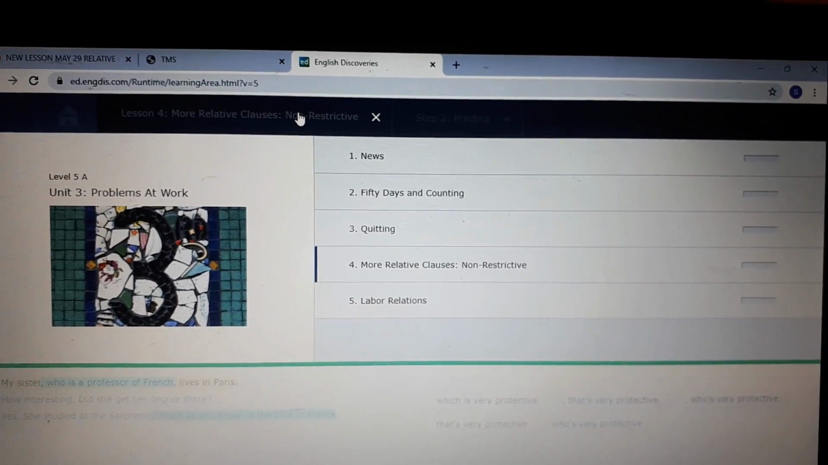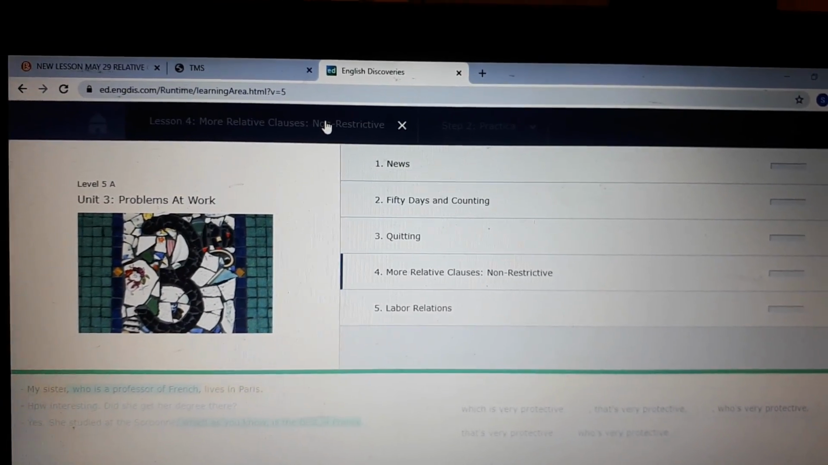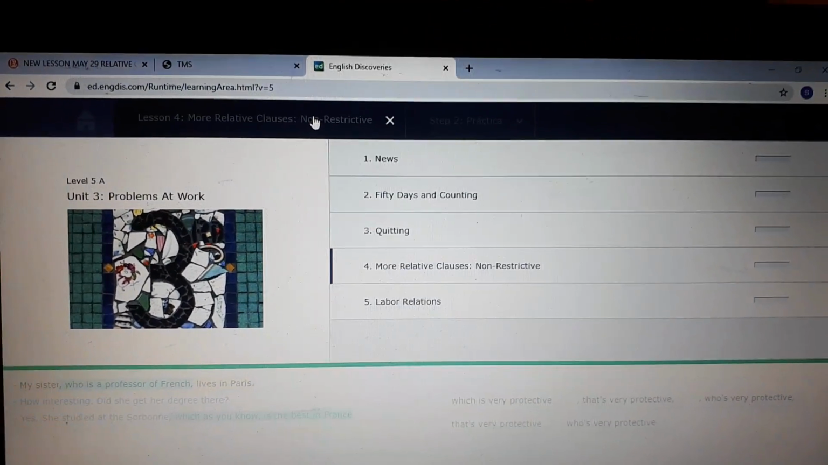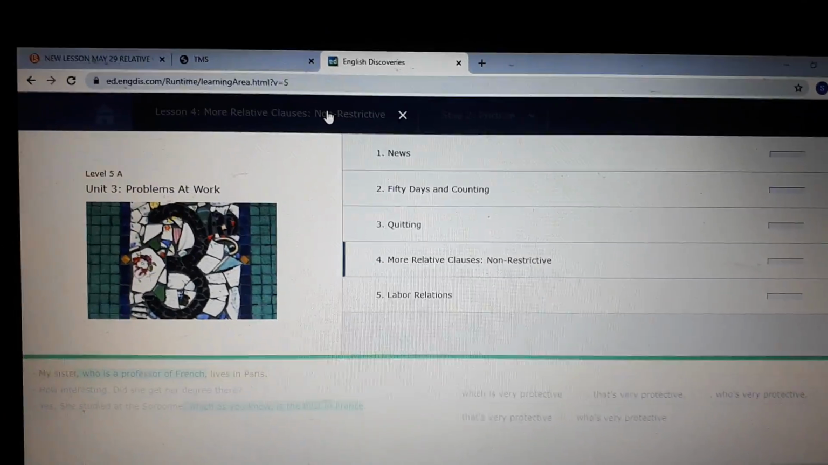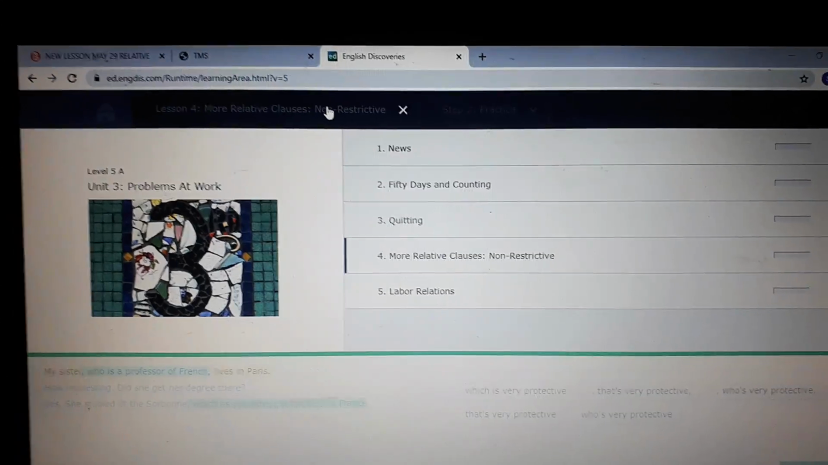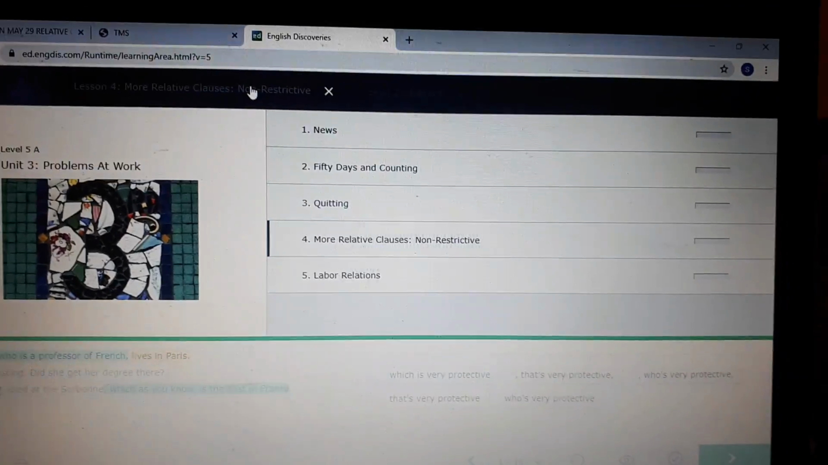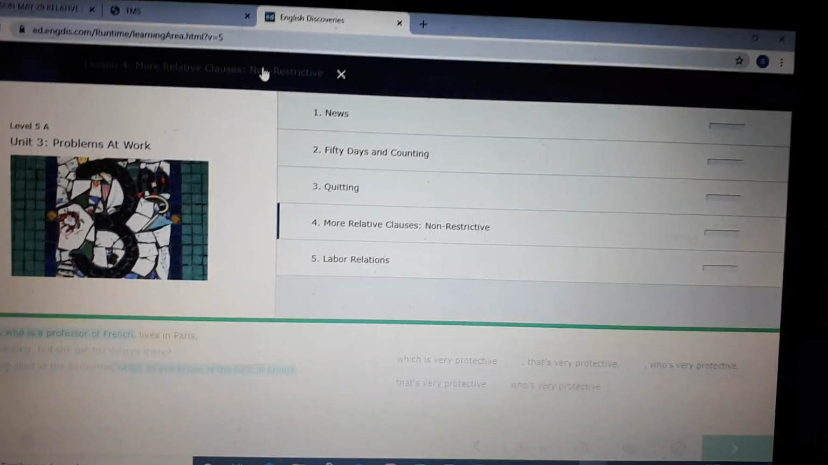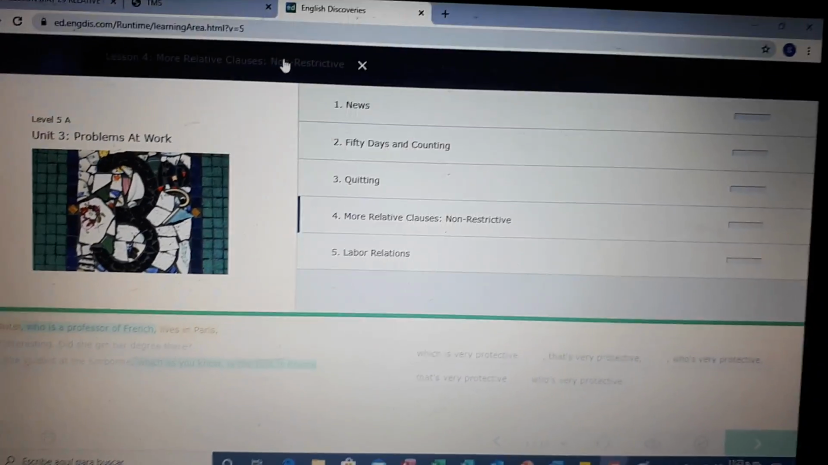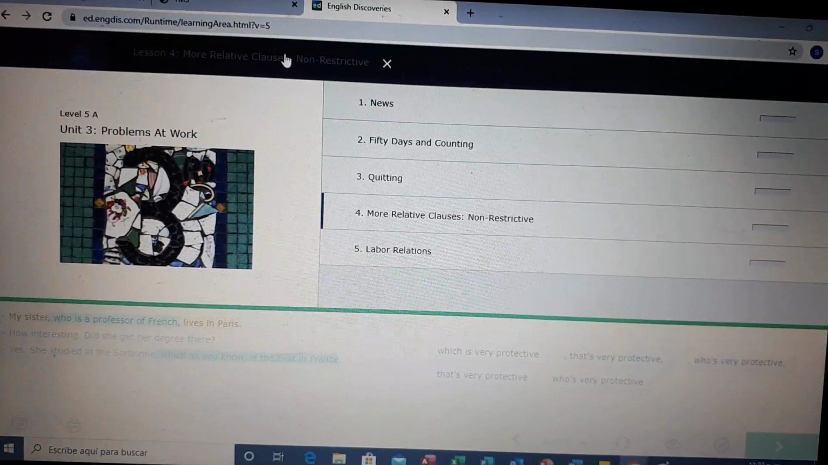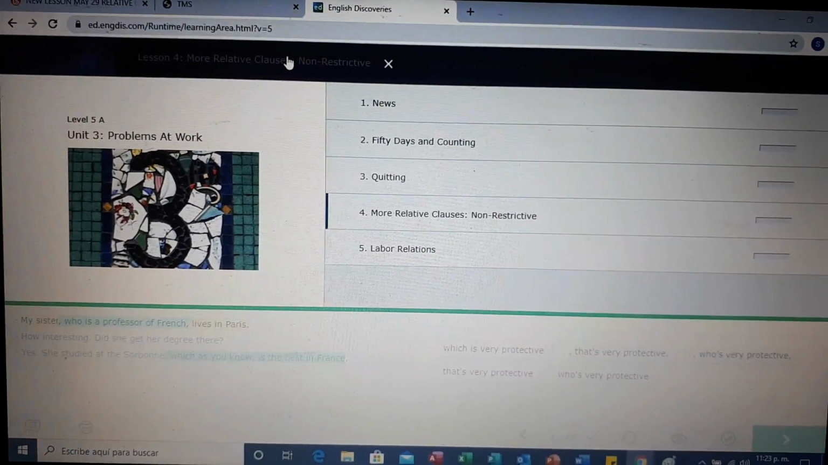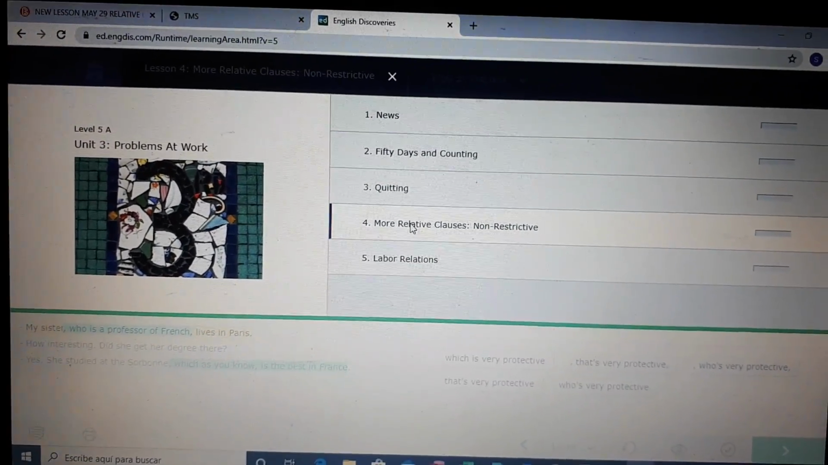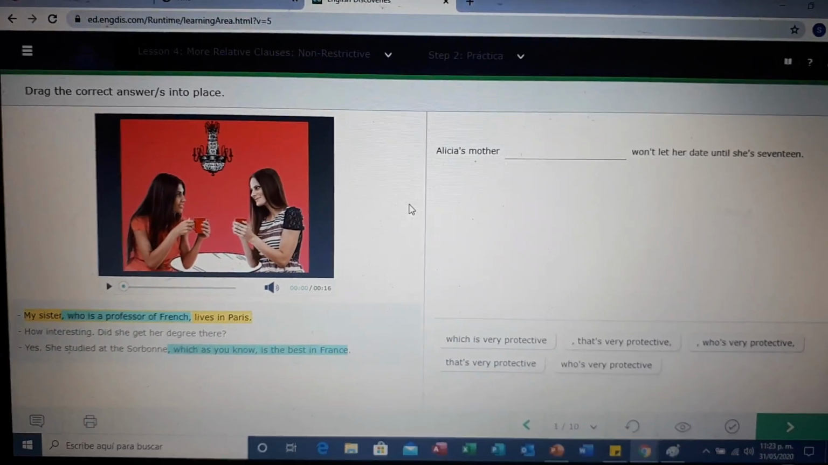Today in class we spoke about relative clauses. It was kind of confusing, this topic, but if you read the exercises and also the information, it's going to be better, okay? And with the practice, this is going to be very easy. So this is in Unit 3, Lesson 5, more relative clauses, and then we made some exercises.